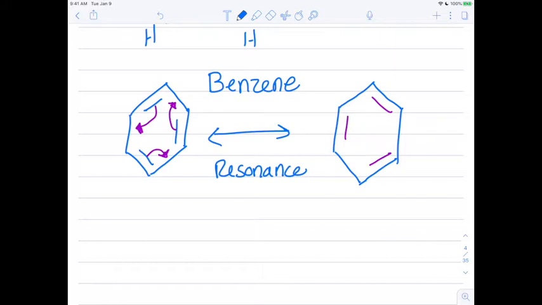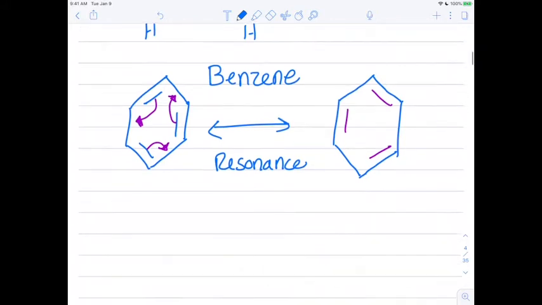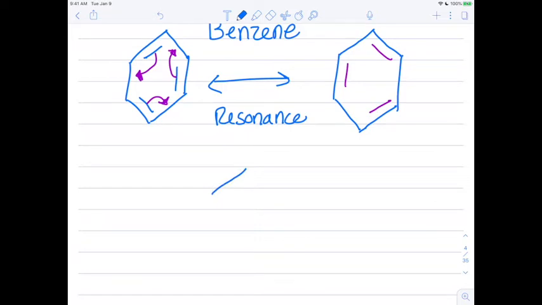Okay. So we have two resonance structures for benzene because there's two different locations where we could see the double bonds where they would still be alternating double bonds. But there's even a third way of doing benzene. And the third way, which is actually a little bit more accurate, is by putting this little circle in the middle.